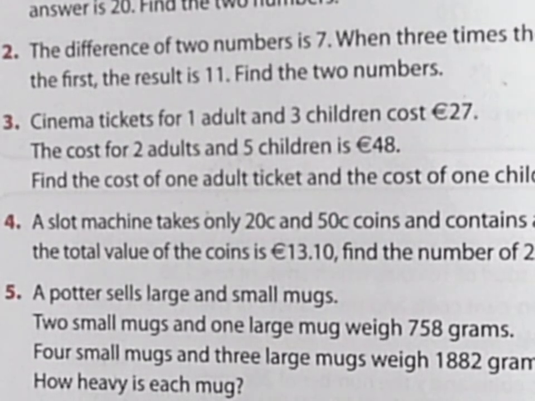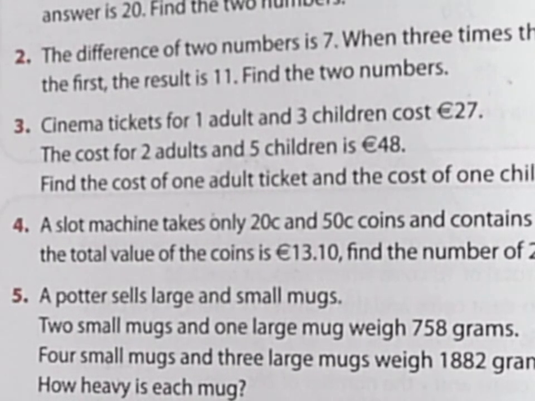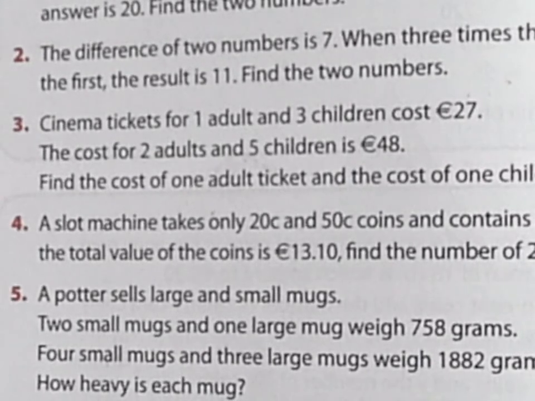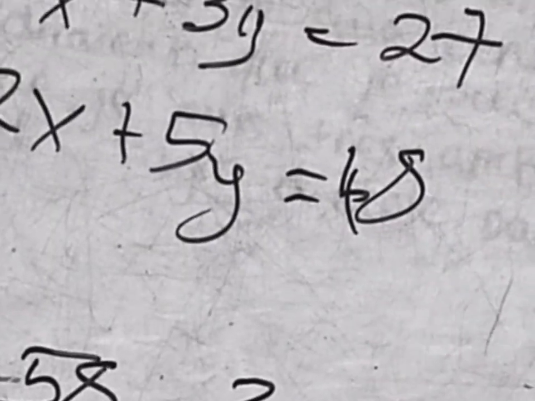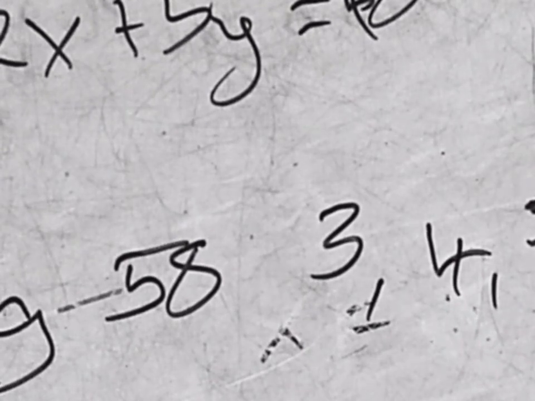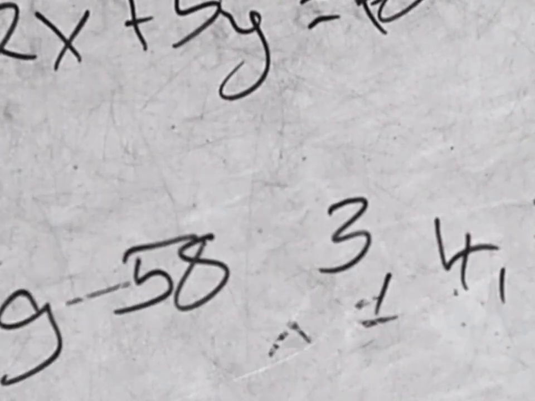So I want you to do page 58. We'll do 3, 4, 5, and 7. Okay, so we'll leave out 6. 3, 4, 5, and 7. Right, and they're the equations for number 3, so 3 is half done for you, so write them down. So page 58, 3, 4, 5, and 7.